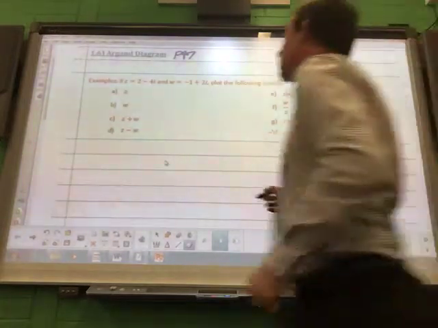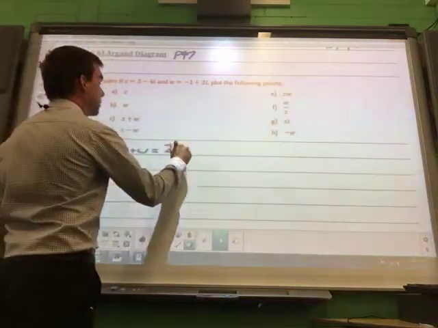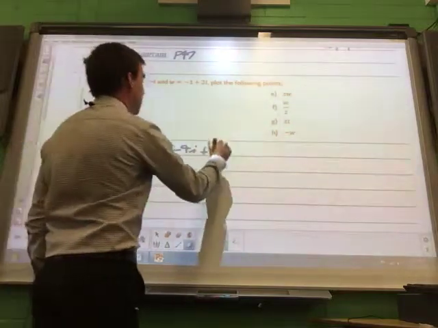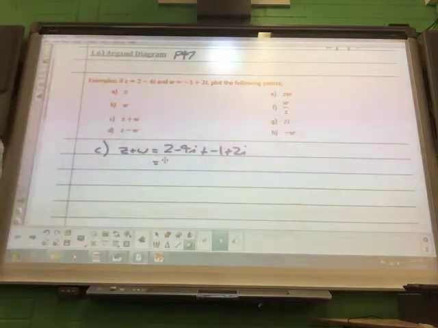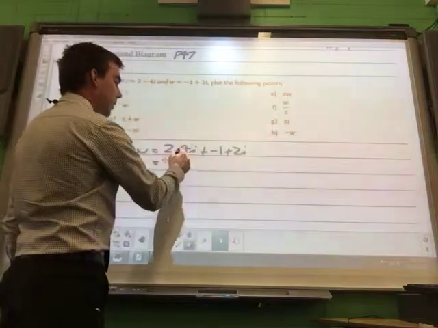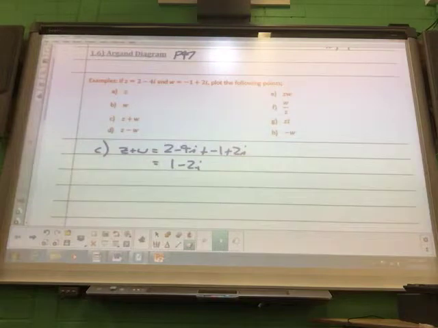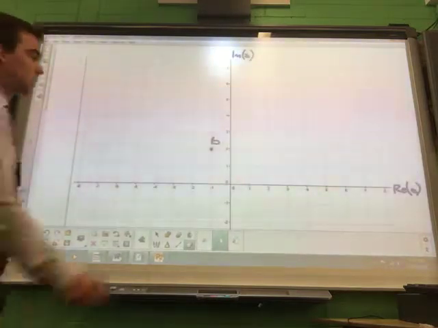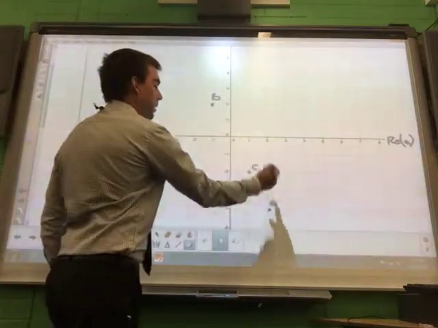C, Z plus W equals 2 take away 4i plus -1 plus 2i. So going back to our previous lesson, we add the real part and then we add the imaginary part. So 2 take away 1 and then -4 plus 2. So we do the addition of those two complex numbers and we have 1 take away 2i. That's C.